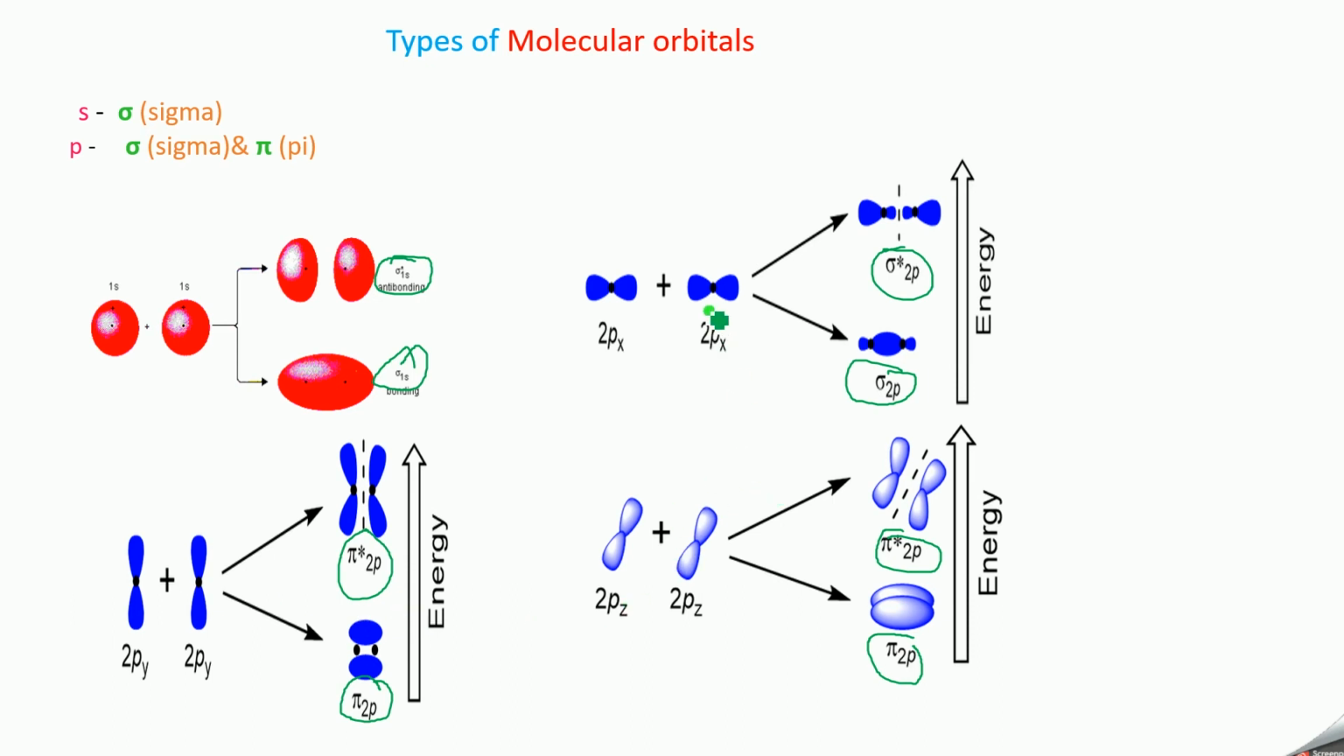And here we have three p orbitals, px, py and pz. All three have the same energy. Any one p orbital will undergo head-on overlap. The remaining two p orbitals will undergo lateral overlap. So either the px orbital will undergo head-on overlap, or any one of py or pz. The remaining two p orbitals will undergo lateral overlap. So these are the molecular orbitals.